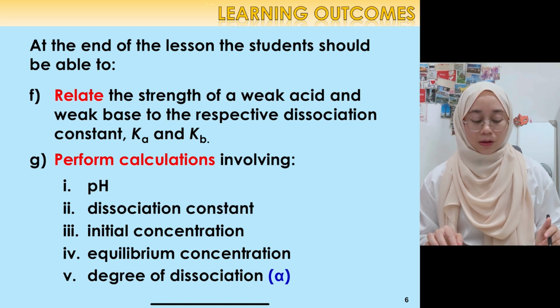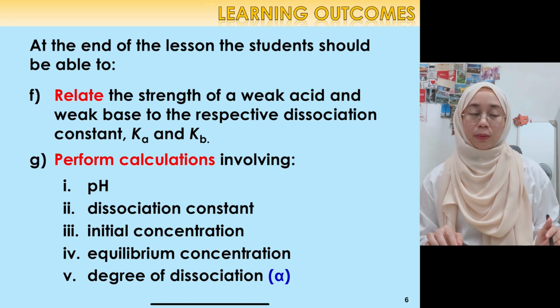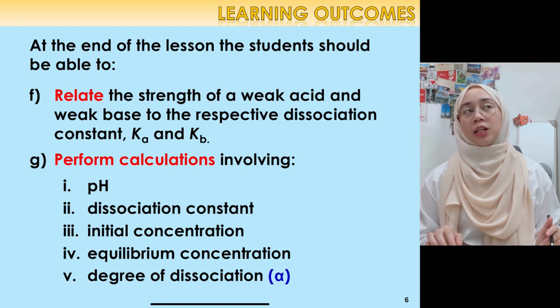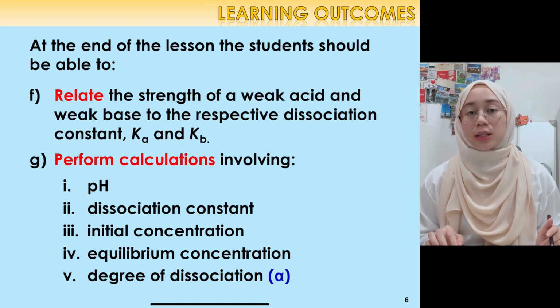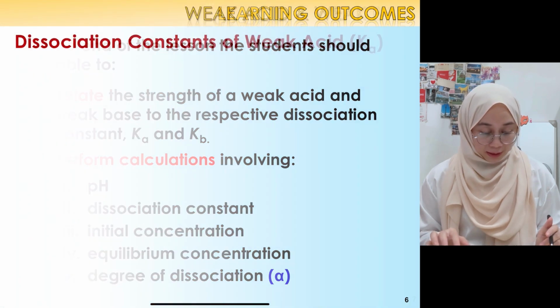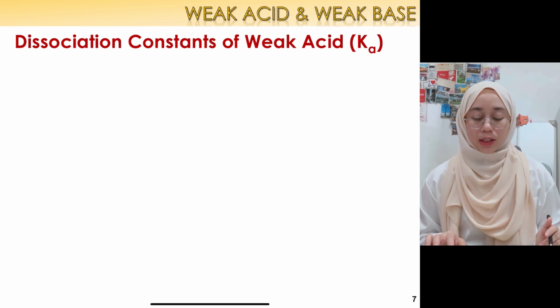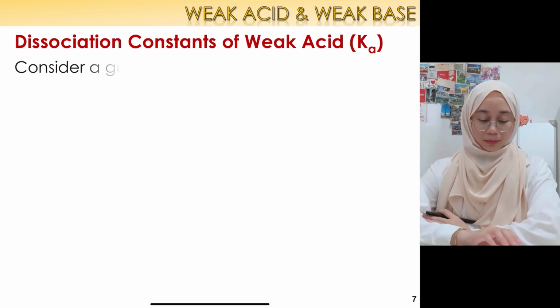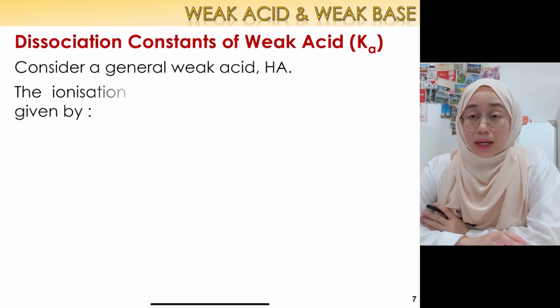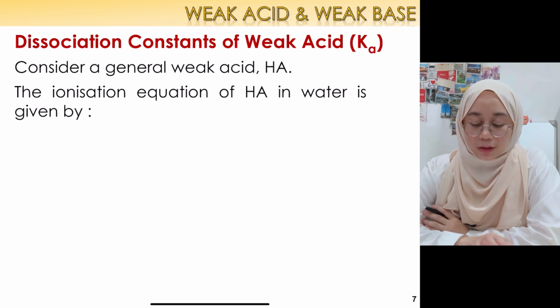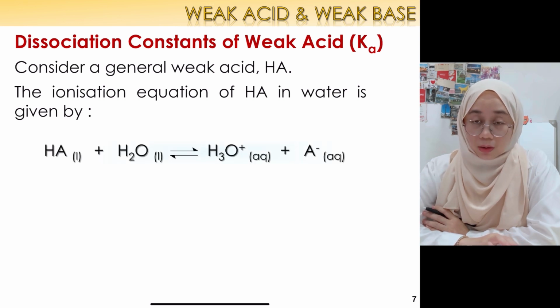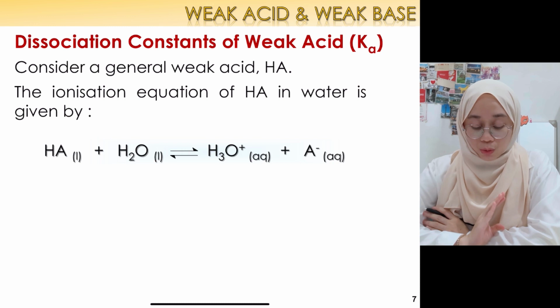Okay, so for pH involving weak acid and weak base, it is not as simple as finding the pH of a strong acid or strong base. Okay, so let's first look at the dissociation constant of weak acid. So consider a general weak acid HA. So the ionization equation of HA in water is given as below. So HA plus H2O producing H3O plus A minus.